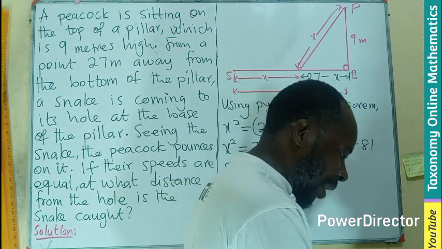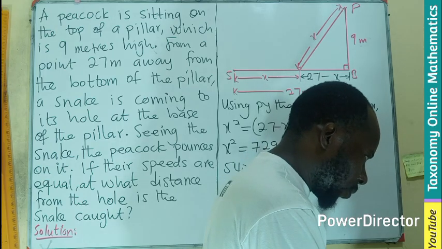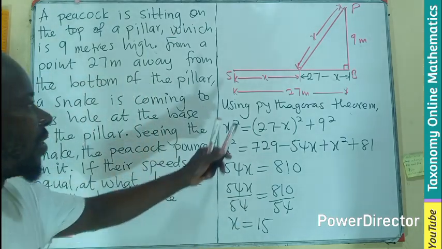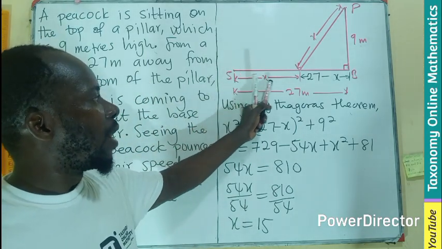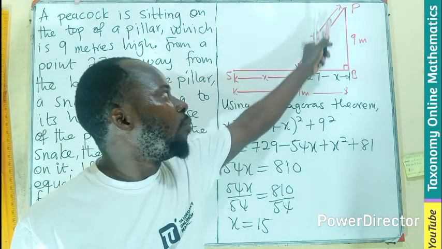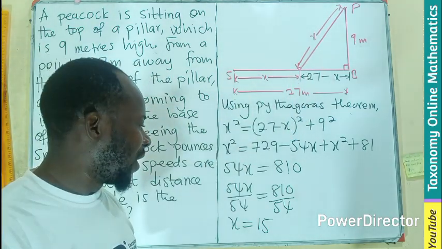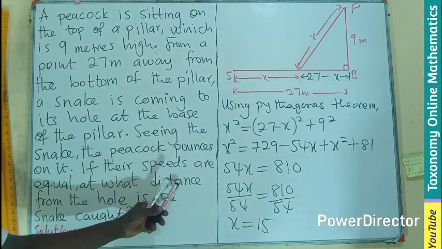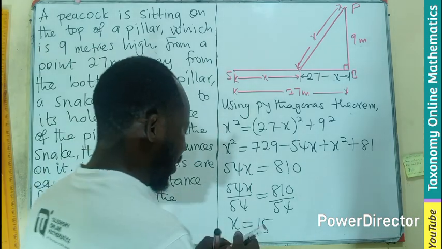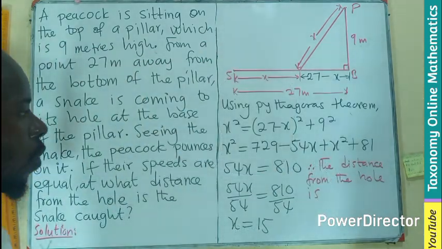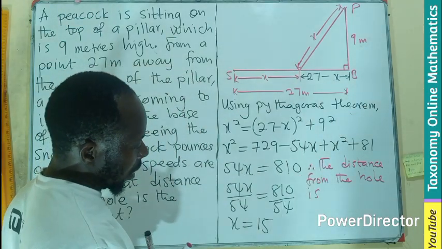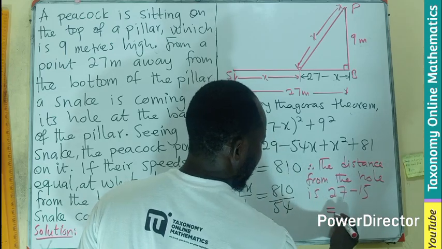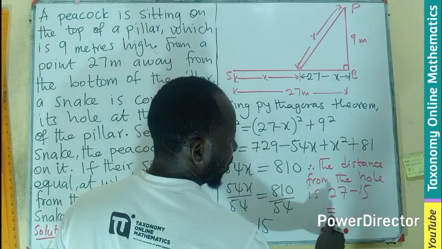And when we press that on our calculator, that will give us 15. Meaning the value of x here, the distance the snake walked before getting to where the peacock caught it, is going to be 15 meters. But we are looking for the distance from the hole. So therefore, the distance from the hole, where it was caught, will be 27 minus 15.